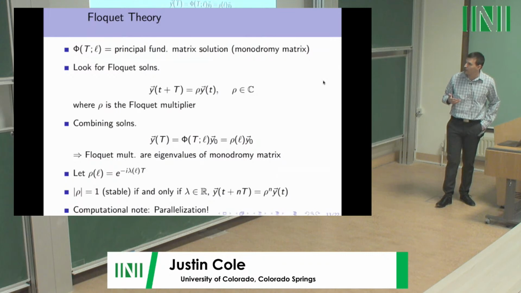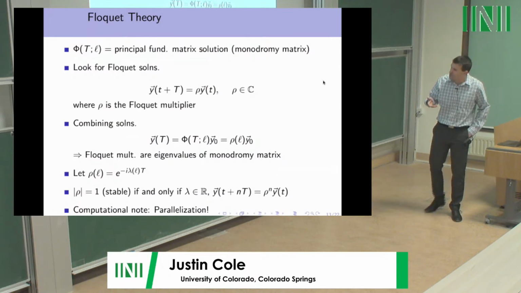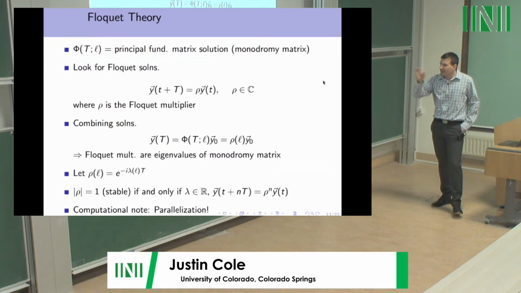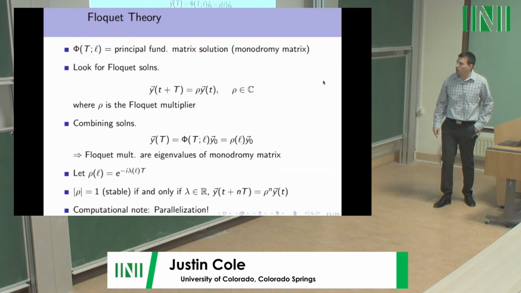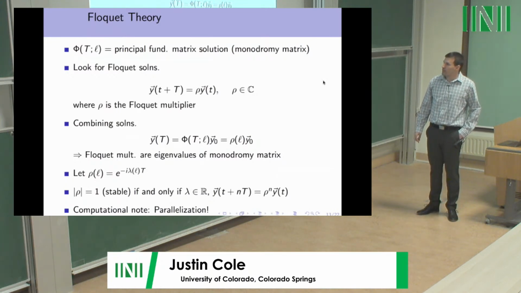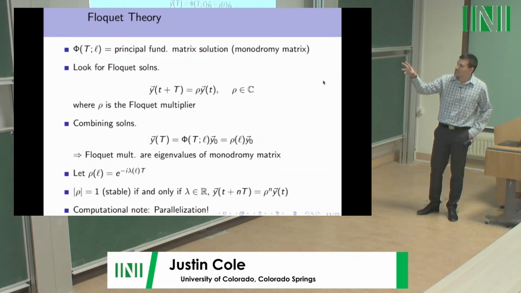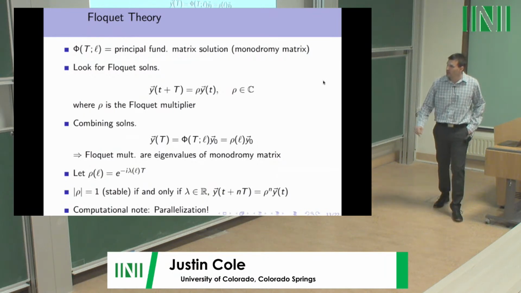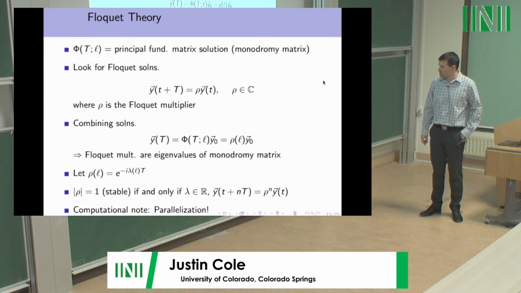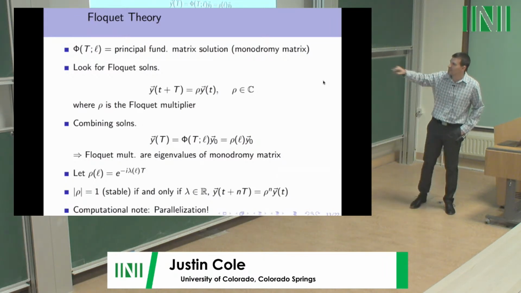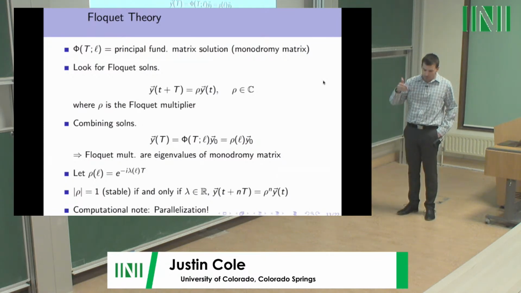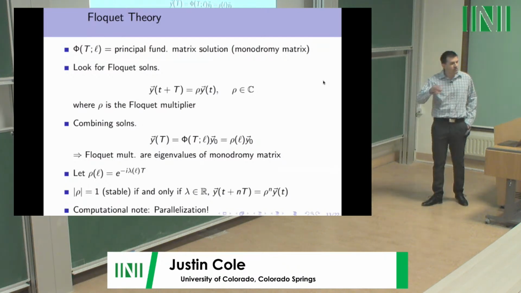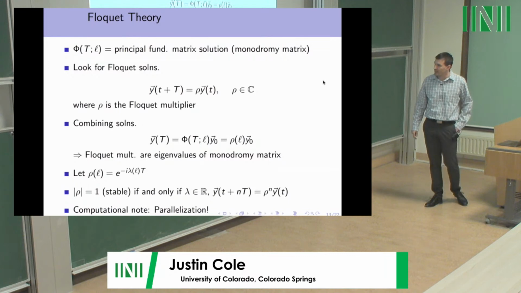Numerically, this is how we get these: we explicitly compute the monodromy matrix and find its spectrum. Now, if we rewrite the Floquet multiplier rho in this complex form here, then we see that stable solutions correspond to Floquet multipliers on the unit circle in the complex plane, which correspond to lambda being real, if and only if. And it's easy to see why. If you take forward evolutions of your solution, you're going to get rho to the power n. And if rho is off the unit circle, this is either exponentially growing or decaying.